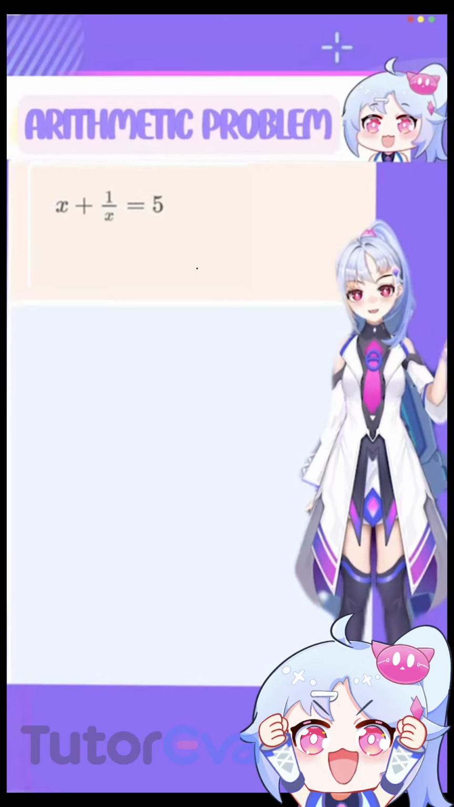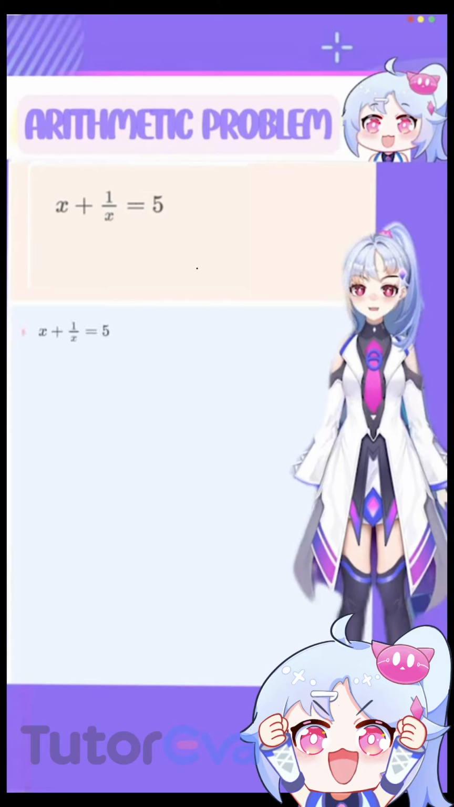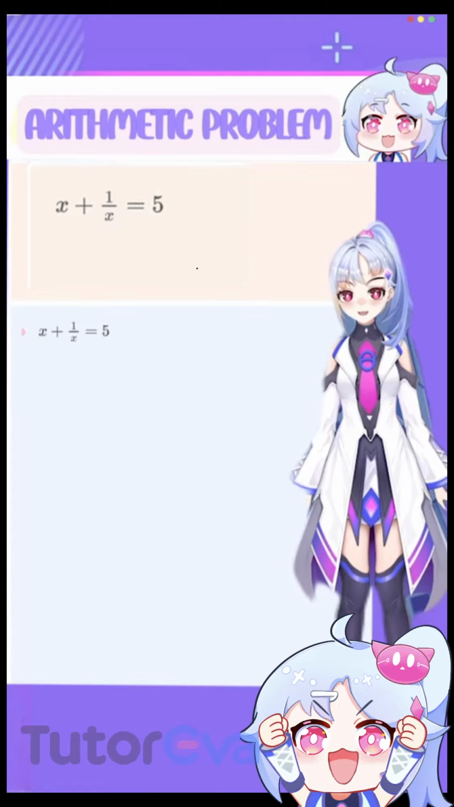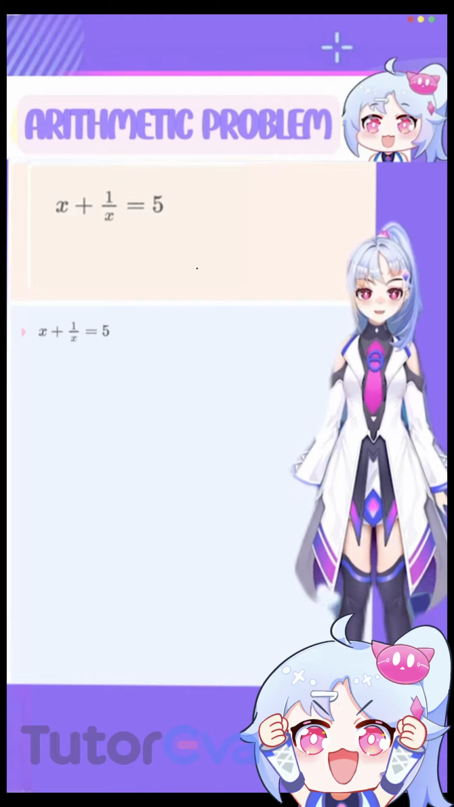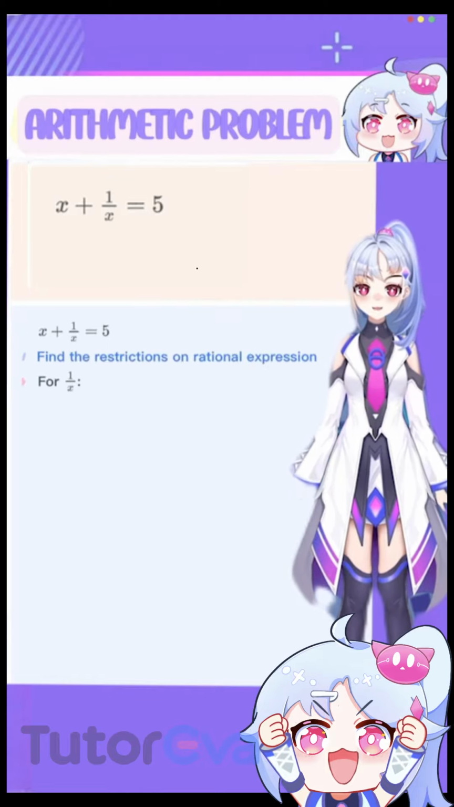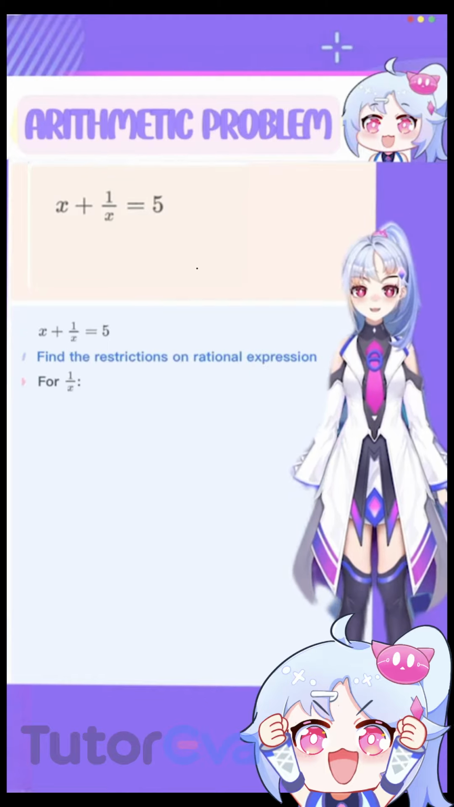So, let's take a look at this question. In order to solve this rational equation, reduce the fractions and then solve for the variable. Since it is impossible to divide by 0, the denominator of the fraction cannot equal 0.